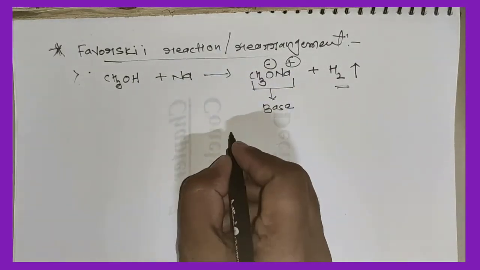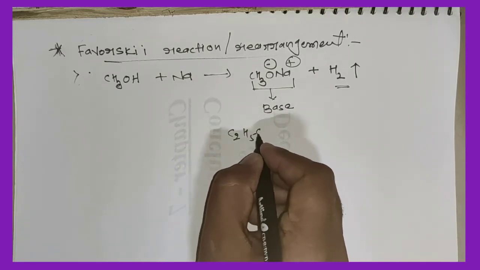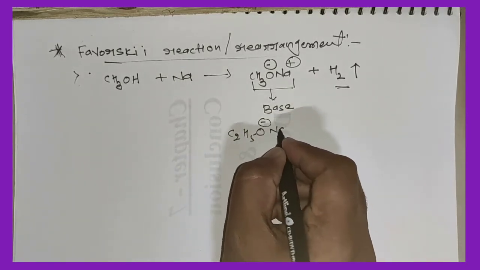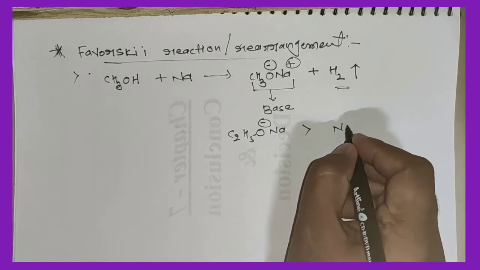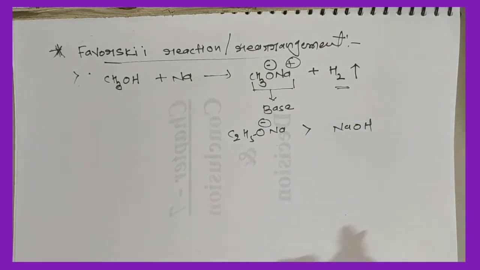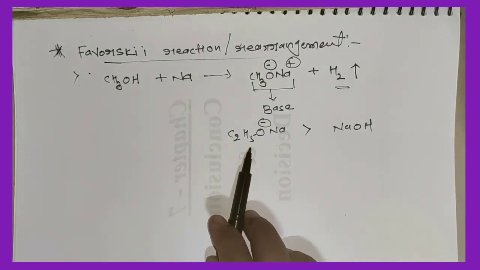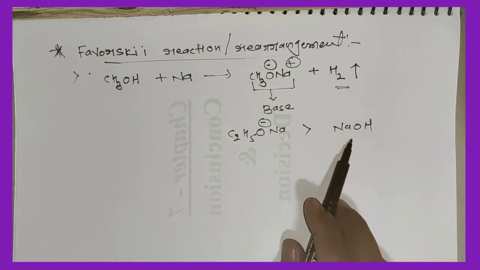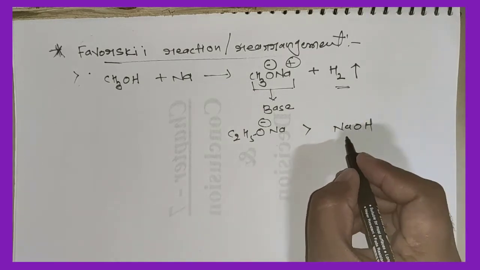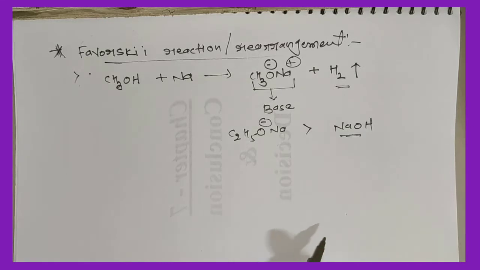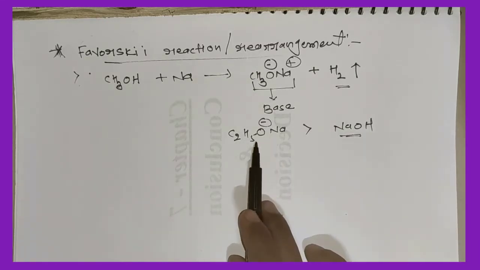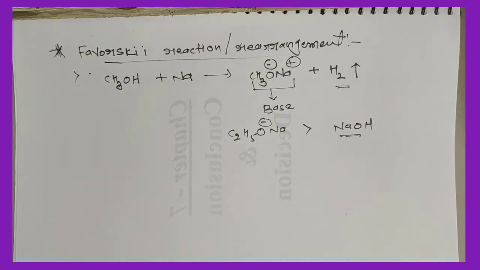In fact, sodium ethoxide is more basic than NaOH. Now, as you know, we consider NaOH a strong base, but there are many strong bases, and sodium ethoxide acts as a strong base.